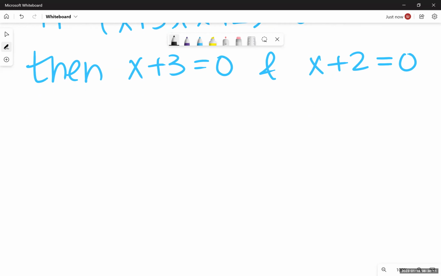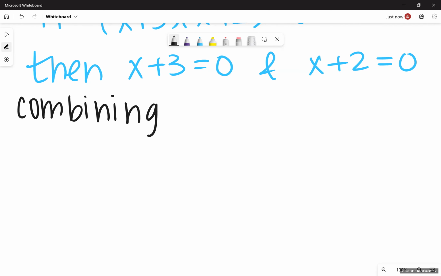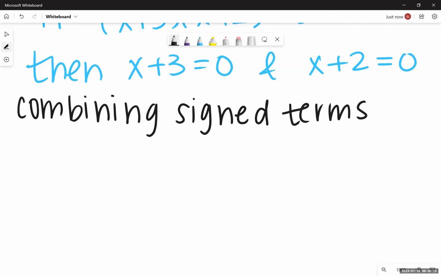Okay, so let's talk about combining signed terms. So combining just means I'm either going to be doing addition or subtraction. Signed literally just means one might have a positive sign, one might have a negative sign, right? They're terms, they have signs, and I'm combining them together.